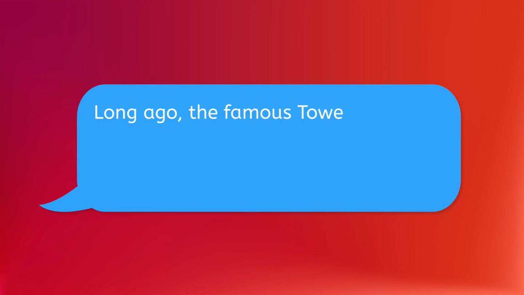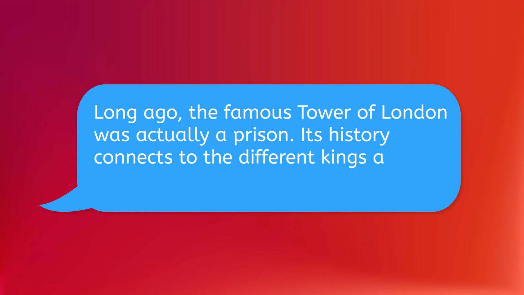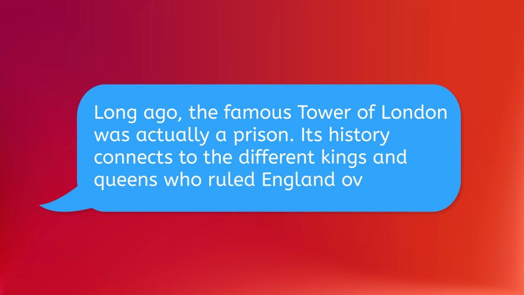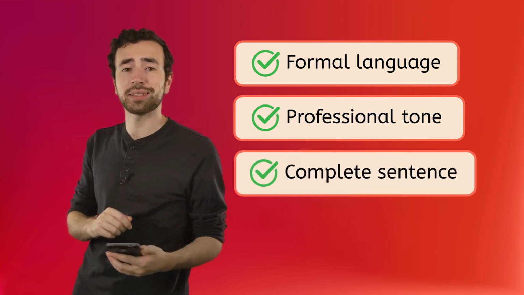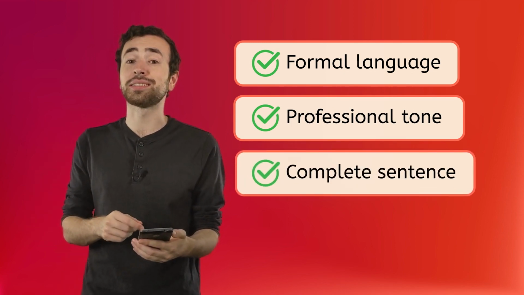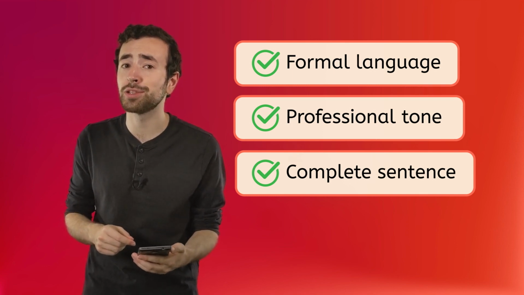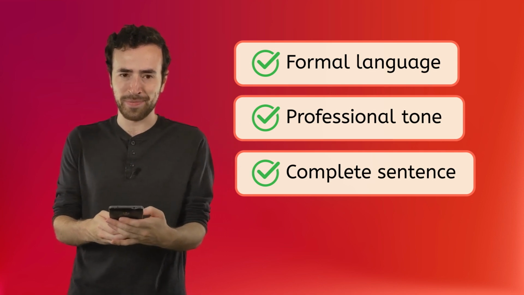How about this? Long ago, the famous Tower of London was actually a prison. Its history connects to the different kings and queens who ruled England over time. Let's see, I used formal language, a professional tone, and complete sentences. That wasn't so hard. Mia says my sentence sounds so formal now and may just be ready to meet the king and queen. Thanks, Mia.